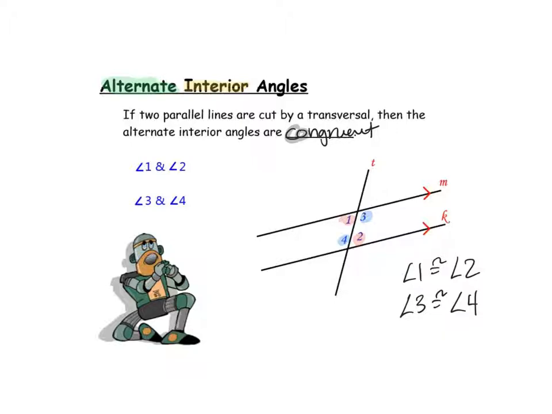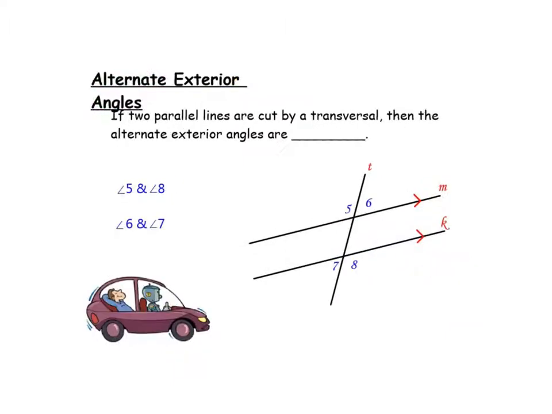And those are called alternate interior. Really, if you look at the name, it kind of describes where everything is, which is handy when we do the next one. Our next ones are called alternate exterior angles. So think about what that means. Exterior this time is outside of the parallel lines. So again, look at my parallel lines, see where they are.